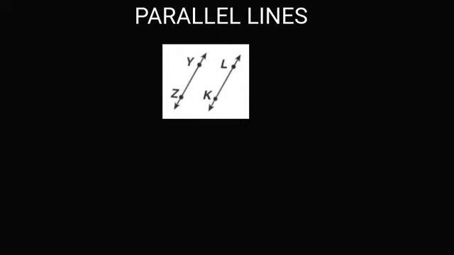We read it this way, that line ZY is parallel to line KL, and this is how we write it. Line ZY, now we denote it as a line with 2 arrows at the end, is parallel. This is the symbol, parallel to line KL. So we put the line symbol at the top of it. Line ZY is parallel to line KL.